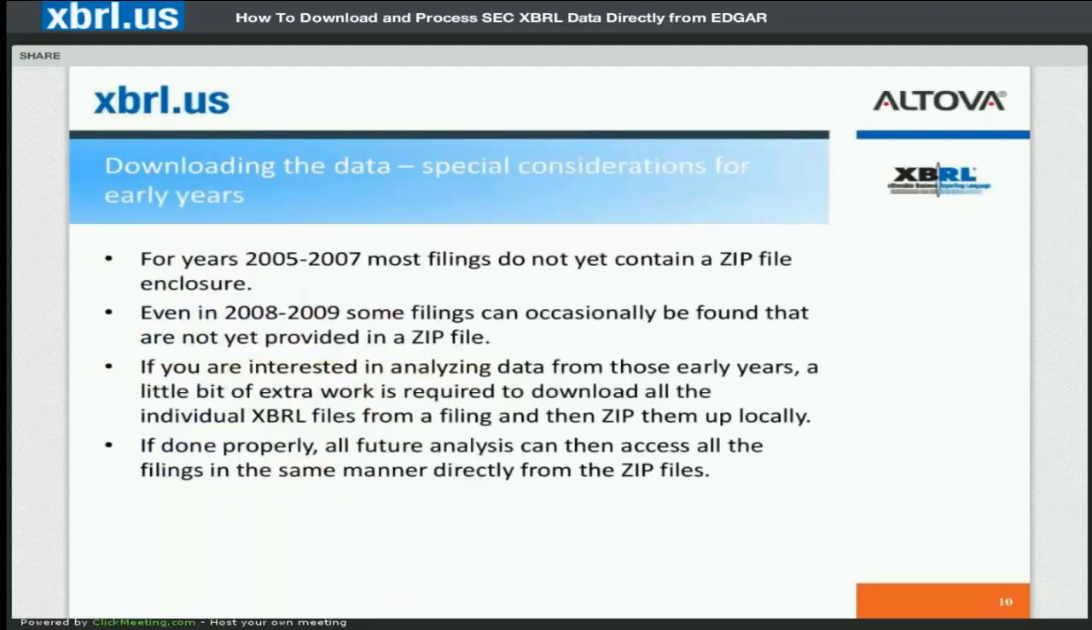Now, I mentioned earlier that we have to take special considerations into account when we talk about the earlier filings. The reason is that in the first couple of years, the XBRL filings to the SEC did not always contain a zip file enclosure. So even for some of the filings in 2008 and 2009, and definitely for all of the filings from 2005 to 2007, if we're interested in that data for analysis today, we have to do a little bit of extra work: download each individual XBRL file and then zip them up locally on our hard drive, so that in future steps we can process them all in the exact same manner.